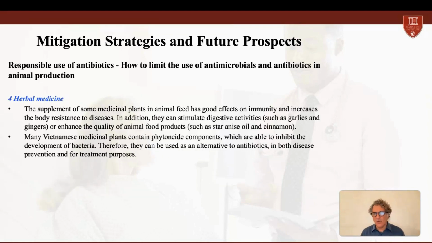Then there is all the science correlated to the use of herbal medicine. So there are different herbal medicines, of course, we're talking about some bioproducts that stimulate in some way the digestive activity and in some way increase the well-being, increase the resistance of the animals towards any sort of disease or infections.